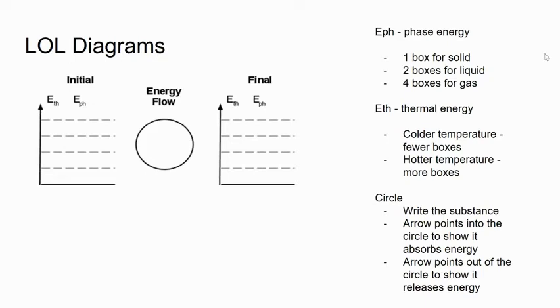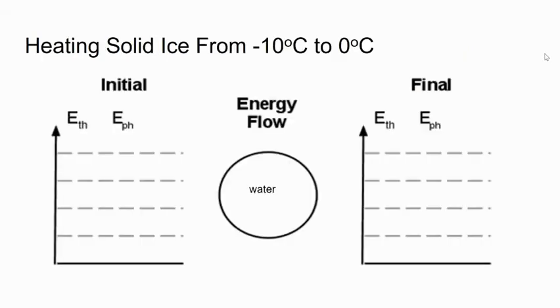Because we're going to do a little bit more talking about the distance between the particles, let's focus on the heating curve. I have ice heating from -10 to 0 degrees Celsius. I wouldn't write water here, I would write ice, because at this point it is ice, or solid, in the solid phase.